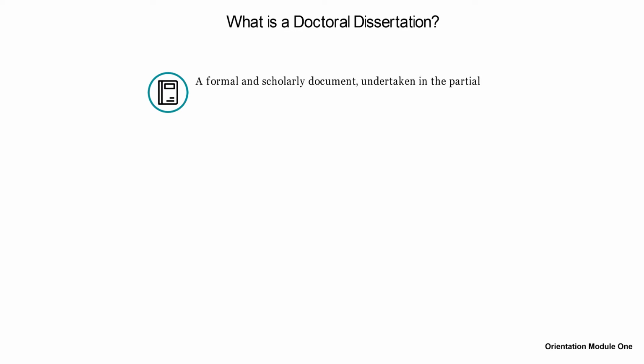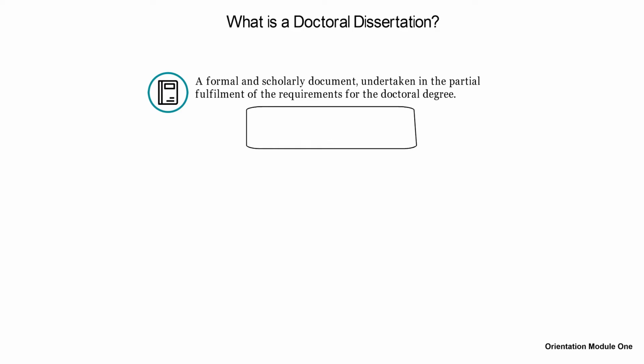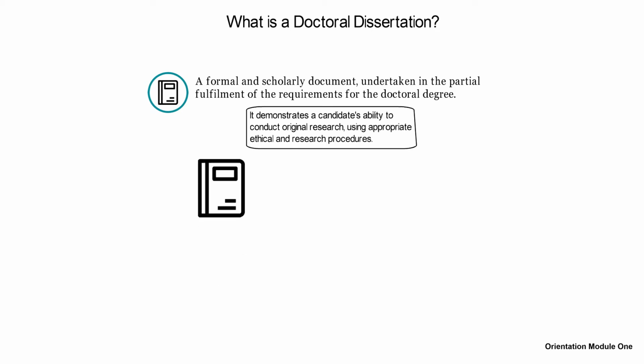But first, what is a doctoral dissertation? A doctoral dissertation is a formal and scholarly document undertaken in the partial fulfillment of the requirements for the doctoral degree. It demonstrates a candidate's ability to conduct original research using appropriate ethical and research procedures. A doctoral dissertation, also commonly called a doctoral thesis, is the final hurdle to earning the doctorate.